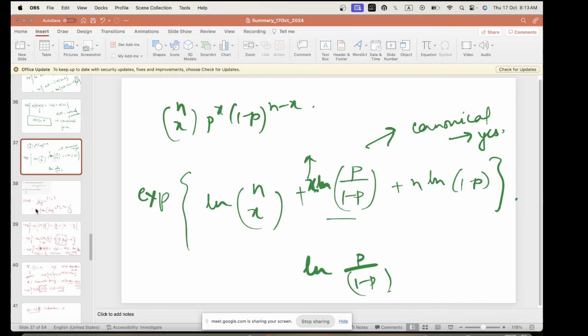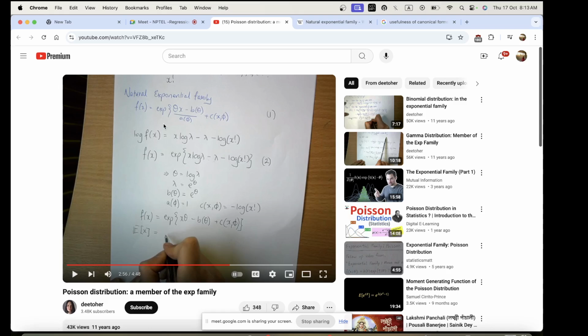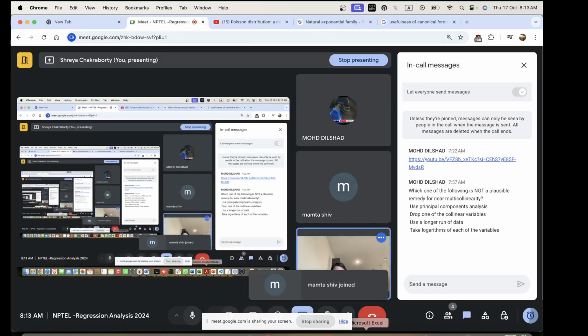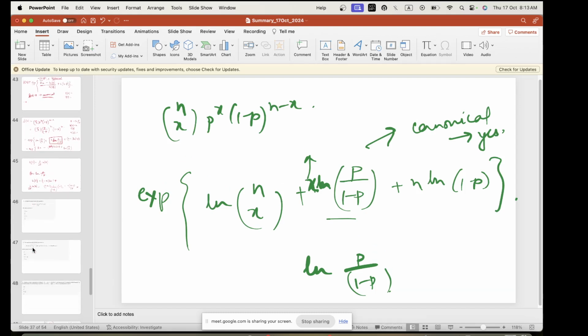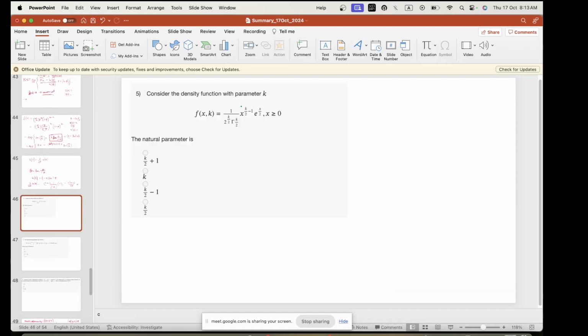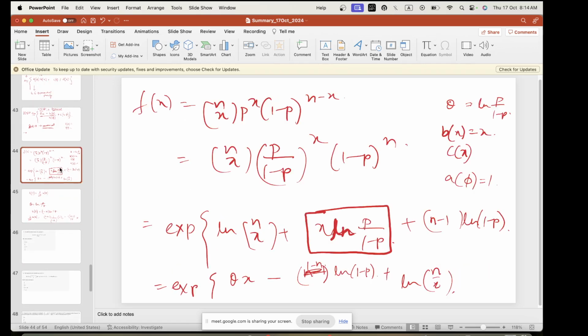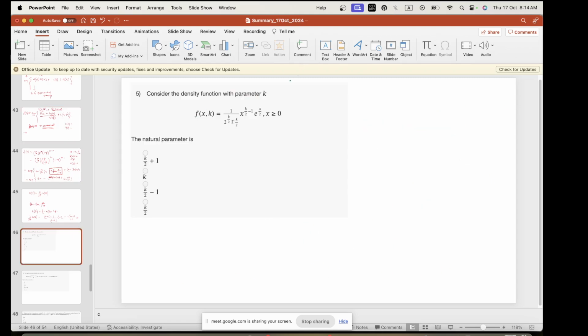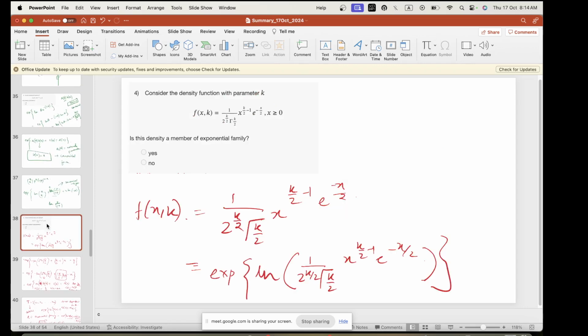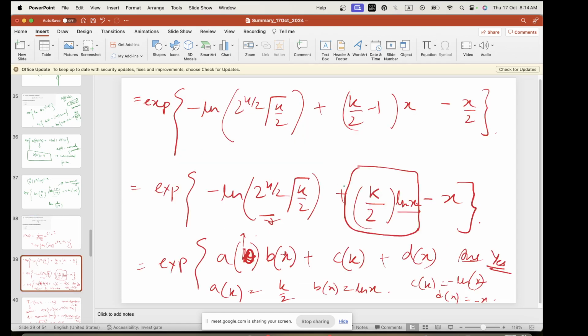Okay, fine. So if I go to this one, here, consider the density function with parameter k. The natural parameter is what? So here you see, have we done this? Actually, the fourth question we have done. So using the fourth question, we can solve the fifth because we only want to get the natural term.